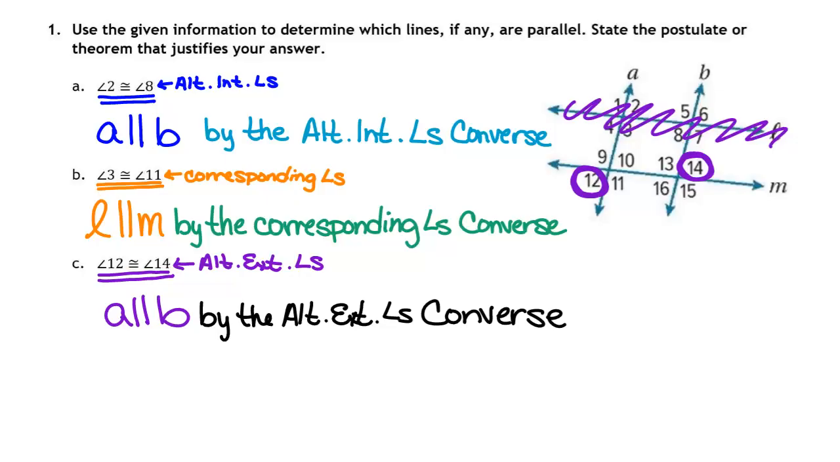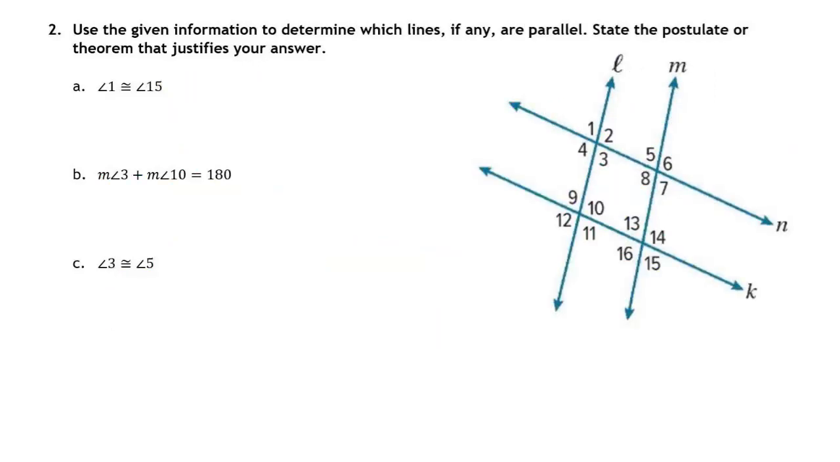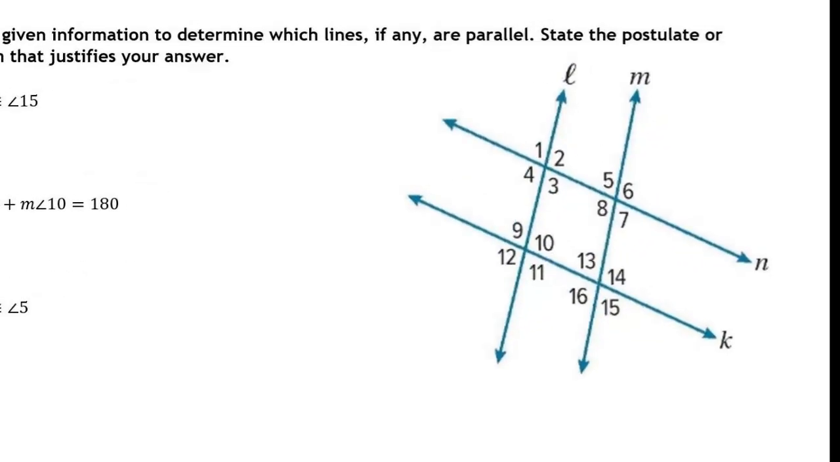So far, so good? Let's try more like this, but with a different picture. Let's look down at number 2. Use the given information to determine which lines, if any, are parallel. State the postulate or theorem that justifies your answer. First, we have angle 1, which is right here, and angle 15, which is down here. What line do both angles touch at the same time?